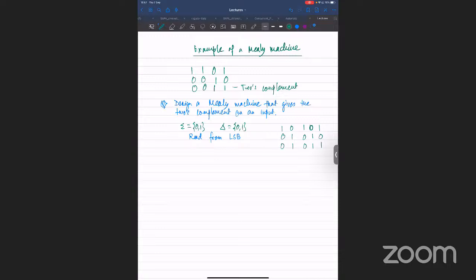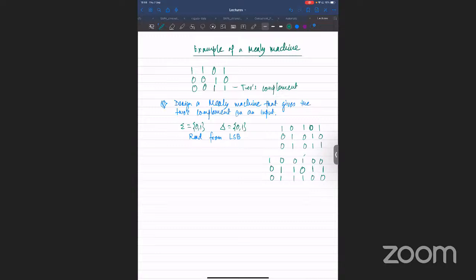So indeed, after the first one, let's say you have 1, 0, 0, 1, 0, 0. Then you get 0, 1, 1, 0, 1, 1, and then you get 1, 0, 0. So where is your first one? Everything after it gets complemented, and until then, everything remains.